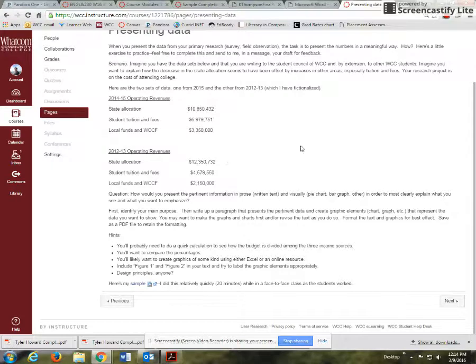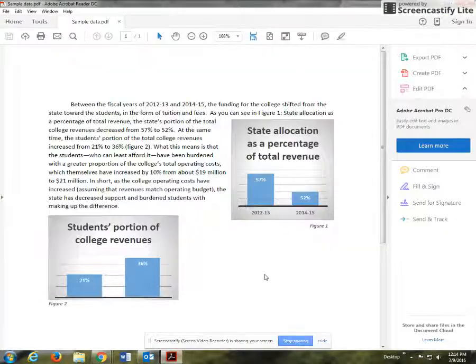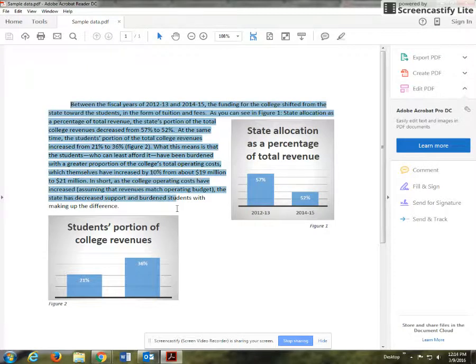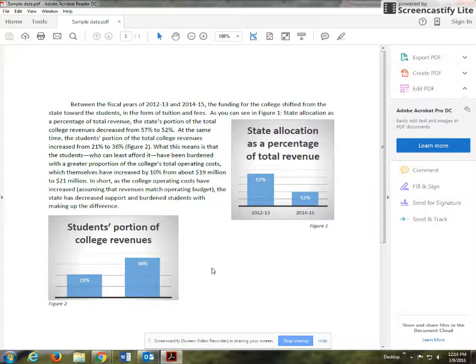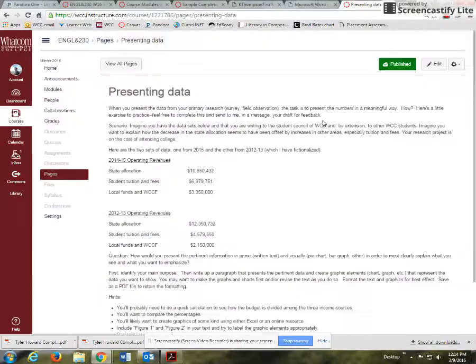I had my face-to-face class do that today, and I wrote my sample. I did this really quickly. I wrote a paragraph which looks at the data and presents what I want to say, and created a couple of quick bar graphs to graphically display that information. So it's just an exercise, but it's something kind of fun to do.